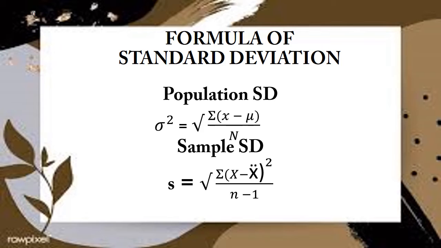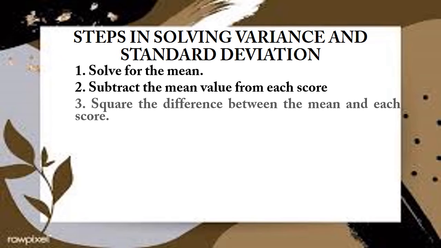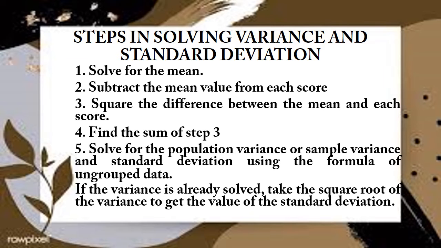We also have the formula for sample standard deviation. Standard deviation is equal to the square root of the total of the differences between each score and the mean, squared, divided by n minus 1. That's all. These are the formulas for getting the standard deviation.